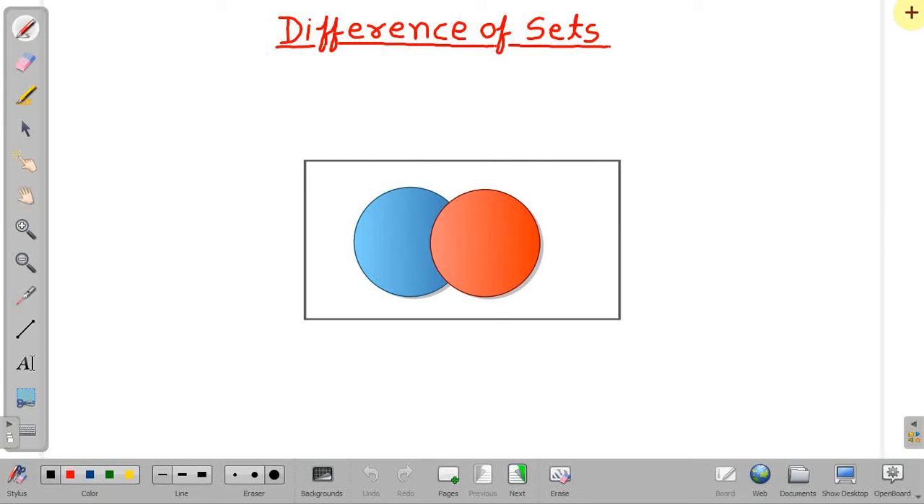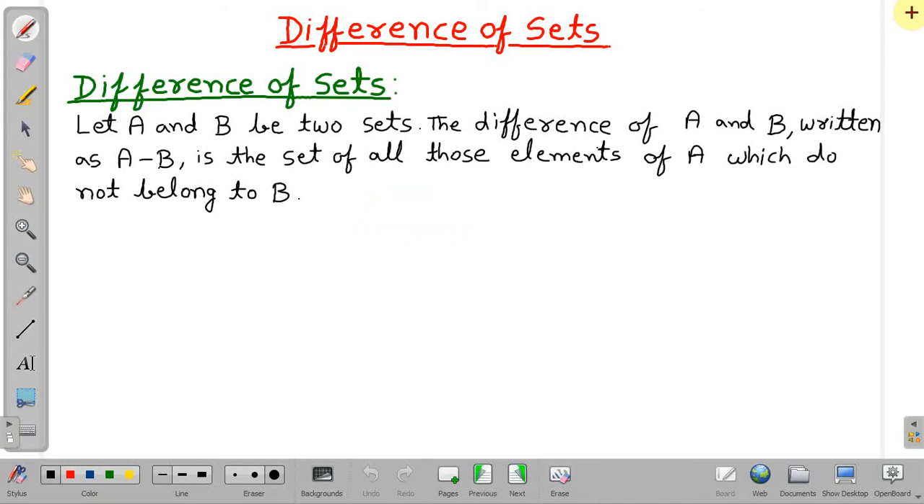In this lecture we will discuss the difference of sets. So what is the difference of sets and how can we find the difference between two sets? Suppose there are two sets given, A and B. The difference of set A and set B is written as A minus B, and it is the set of all those elements which are elements of set A but are not elements of set B.